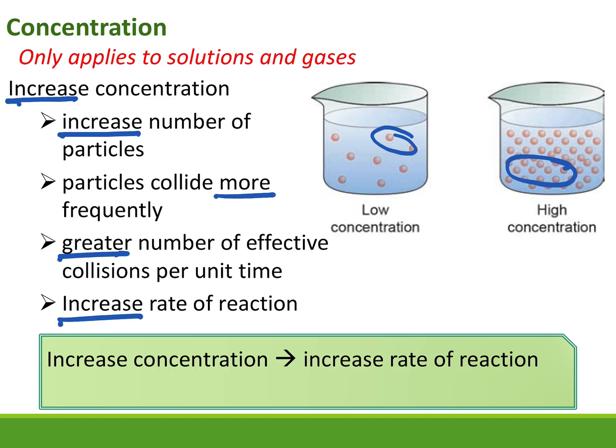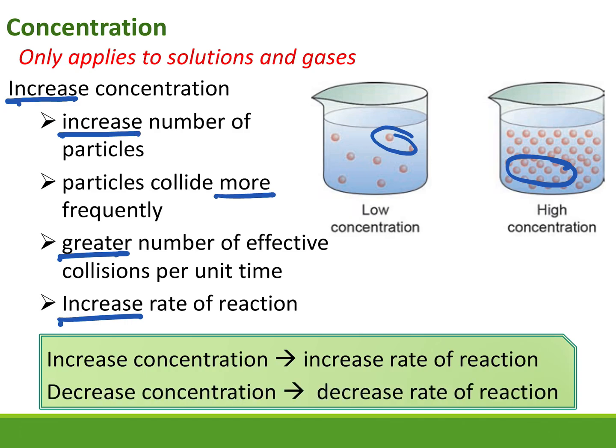Collide less often. Smaller number of effective collisions, we decrease the rate. So, increased concentration increases rate. Decreasing concentration decreases rate. This is a very nice section. It's all the same thing over and over again. Now, if you've been paying attention, you're realizing that list we just did, I didn't include pressure.